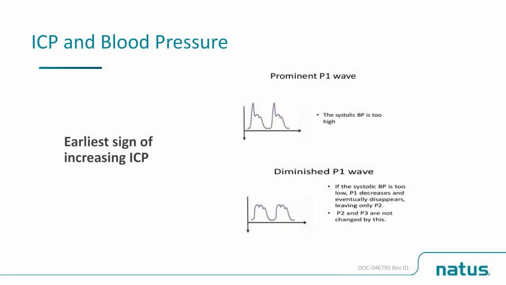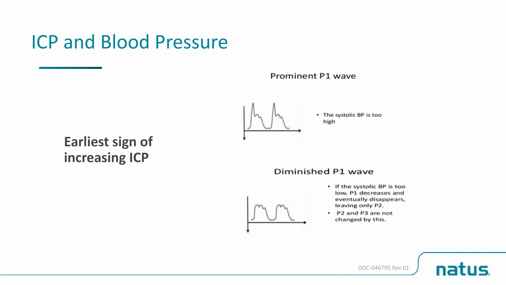And because your ICP waveform is related to blood flow, it can be an early indicator of a problem with your blood pressure. A peaked P1 wave can be an indication that your systolic blood pressure is too high. And a dampened P1 wave can be an early sign that your blood pressure is too low.